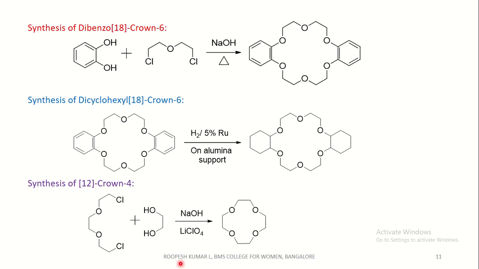It is obtained by the reaction of ethylene glycol and 1,8-dichloro-3,6-dioxaoctane in the presence of lithium perchlorate and NaOH. NaOH acts as a base which abstracts this proton, which forms an O minus, which attacks this electrophilic carbon, and Cl is eliminated. One more equivalent of NaOH abstracts a proton here to form O minus, which attacks this carbon with the elimination of chloride to form the 12-crown-4. Here this lithium perchlorate acts as a mild Lewis acid.